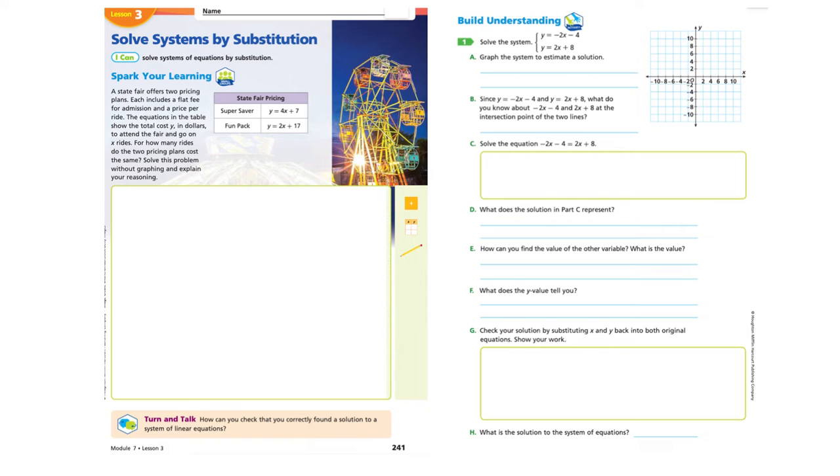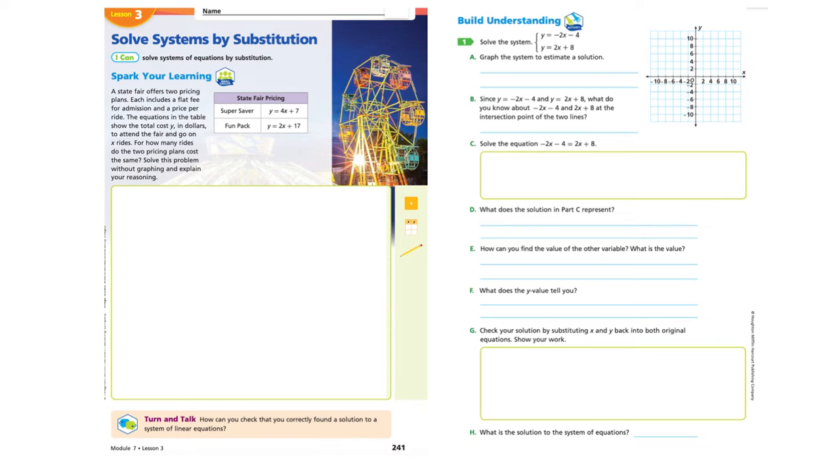So now let's look at the build understanding. Number 1, solve the system. So here's a system of equations. Again, you know these are linear because they're in that y equals mx plus b format, the slope-intercept form of a line. A says graph a system to estimate a solution. So now they do want you to graph those 2 lines, that system of equations there.